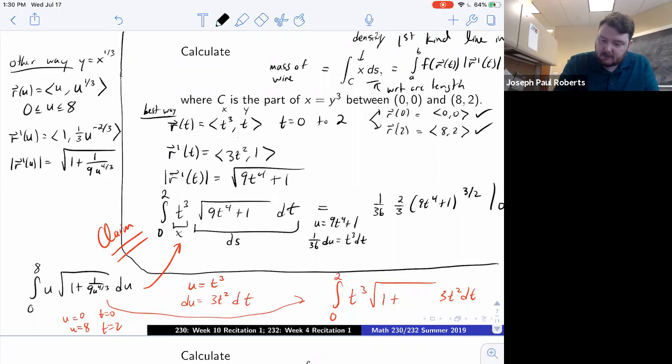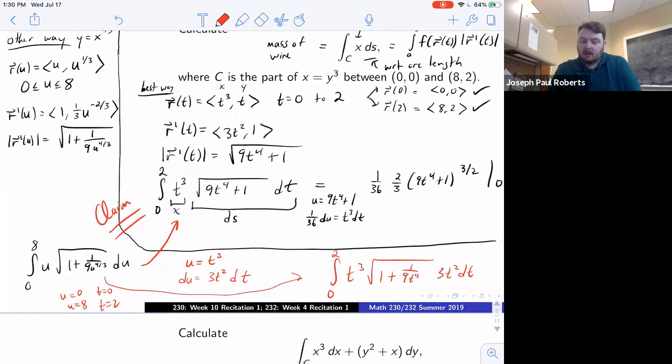That's exactly what went wrong. 9t to the 4th. And so then when you distribute this 3t squared into the square root, that gives you precisely 9t to the 4th plus 1 underneath.